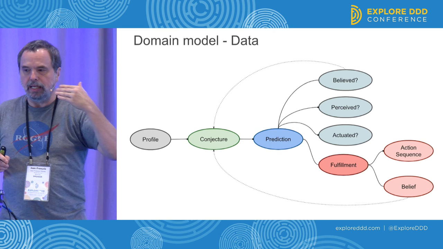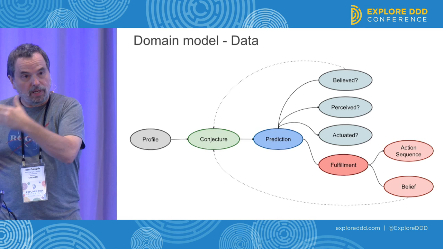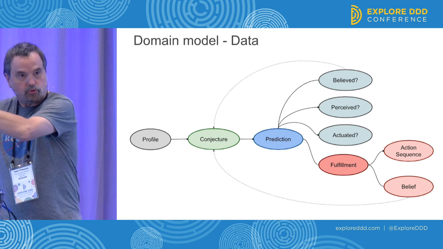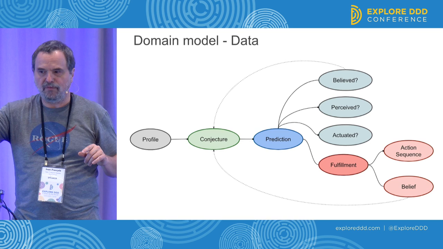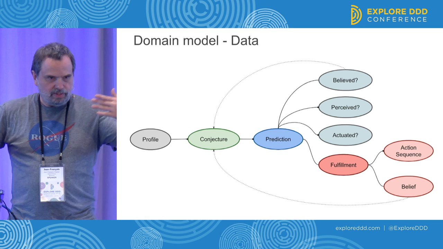And there could be a sequence of actions, moving around, or it could be a belief in another conjecture, and fulfilling that prediction is to make that belief come true. As you can see, this is recursive, right? The conjecture is defined in terms of predictions, which are defined in terms of conjectures. So it's a recursive hierarchical model. Okay, fine. So far, so good.